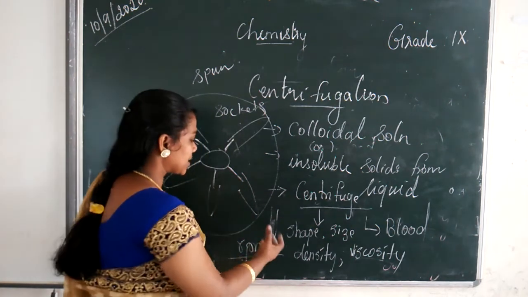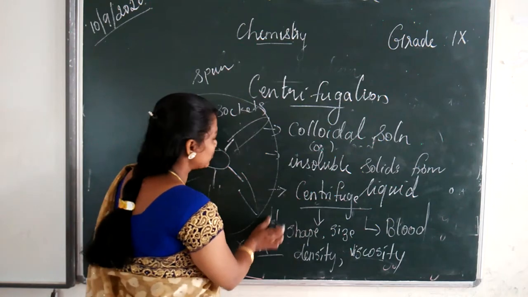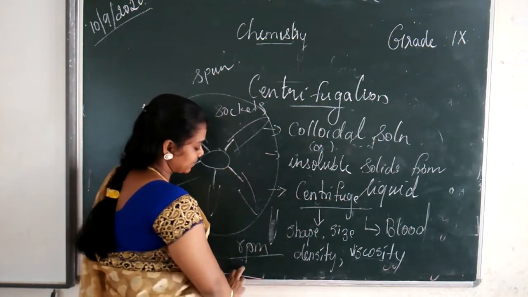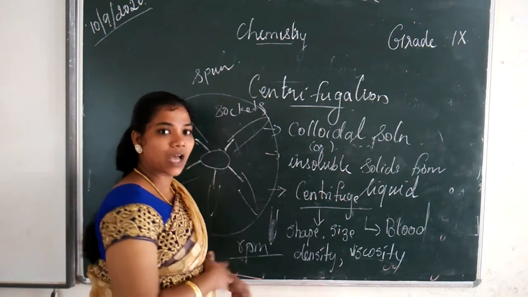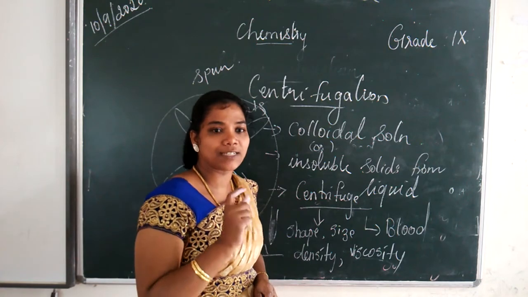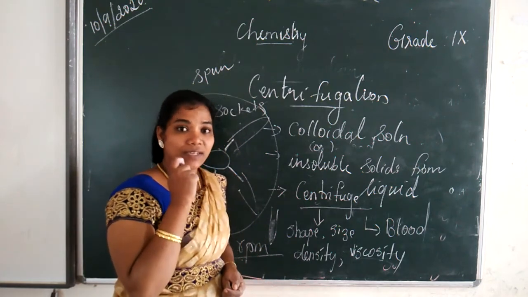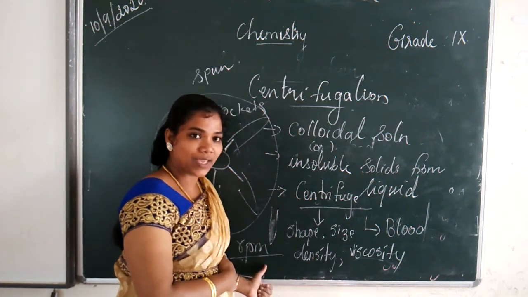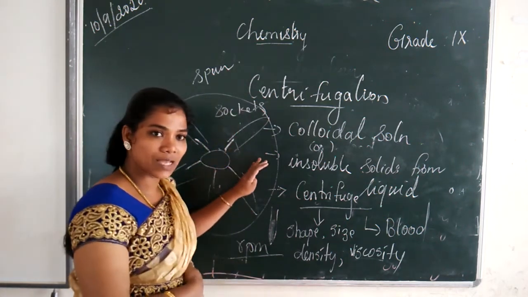So after taking the sample, this test tube should be kept inside the socket, and switch on the machine and set up the RPM for 10 minutes, 15 minutes. RPM means the number of revolutions per minute, how many times it should rotate in a minute. That we should set up on the machine, and close the apparatus.